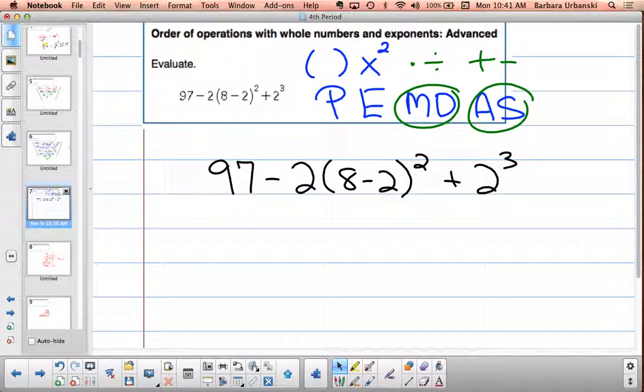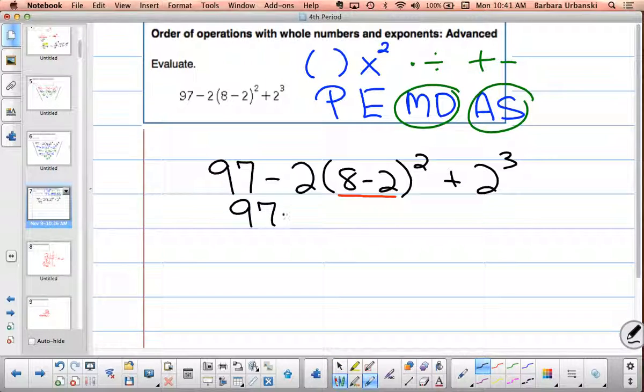So the first thing we're going to do is look at our problem and say, do we see any parentheses? Yes, we do. I'd like them to underline that. And so now they can copy the problem again and just solving what they underlined. So on the next line, we're going to have 97 minus 2. I'm going to put a multiplication sign in there. And then the parenthesis is going to be 8 minus 2, which will have a difference of 6. It will be raised to the second power, plus 2 to the third power.